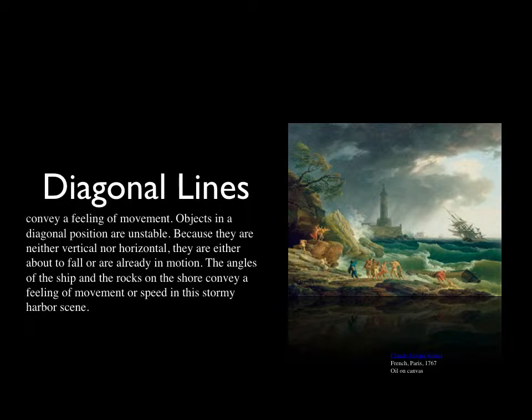What's the one stable thing that you see in this piece? You said the lighthouse, you're correct. Those vertical lines help to give us stability. We understand that there's something that won't be knocked over from this storm.